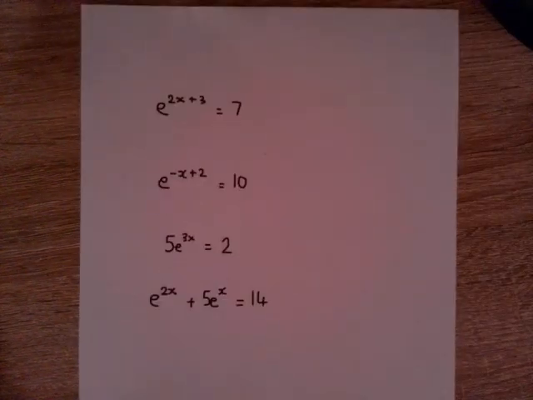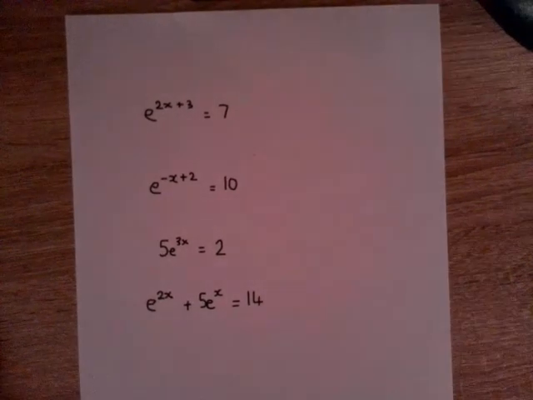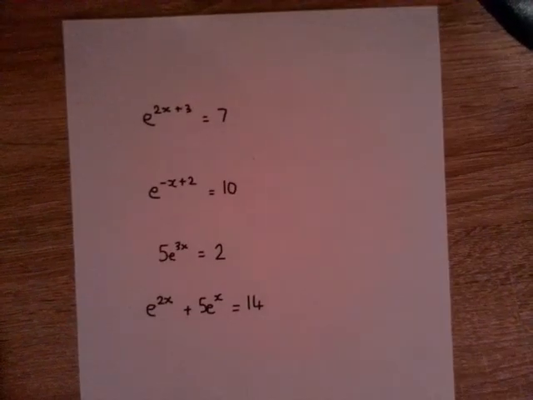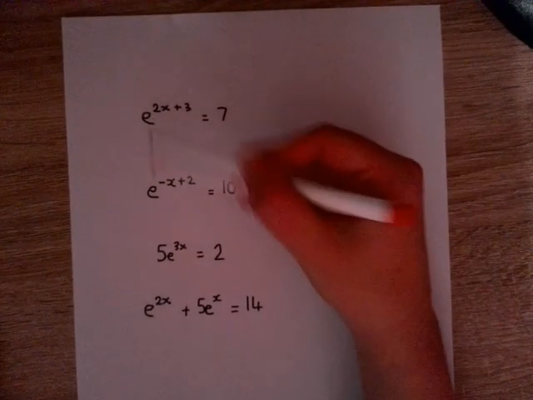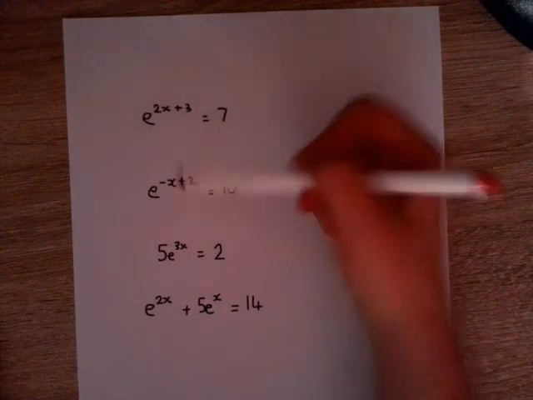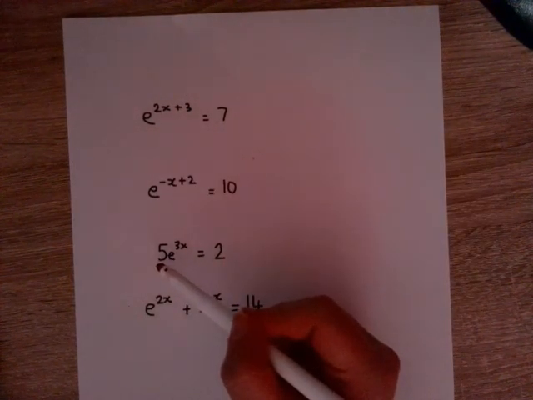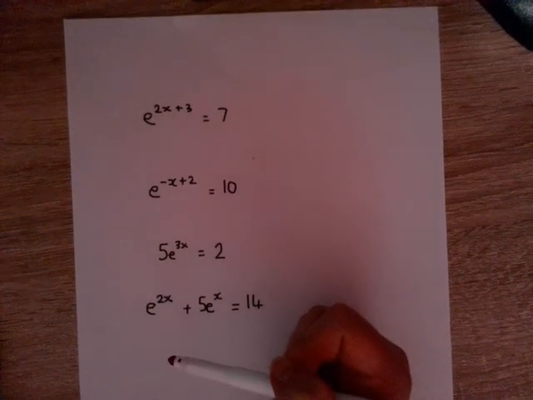And I'm just going to go through now some slightly more complicated ones. So just one thing to mention is that you want to get the exponential on its own before you ln both sides. So for example, in these two, these would be fine to ln both sides straight away because the exponential's on its own. Whereas this one, you've got a 5 in front of it, so you'd have to get rid of that 5 first before you can ln both sides.